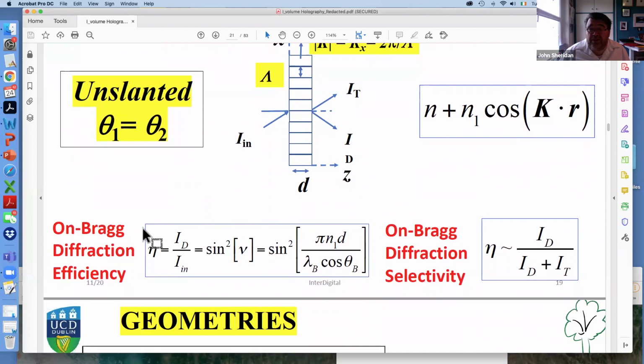But we notice that typically people talk about a Bragg diffraction efficiency, and Coherence talks about this a lot. The diffraction efficiency is the ratio between the intensity diffracted divided by the input intensity.